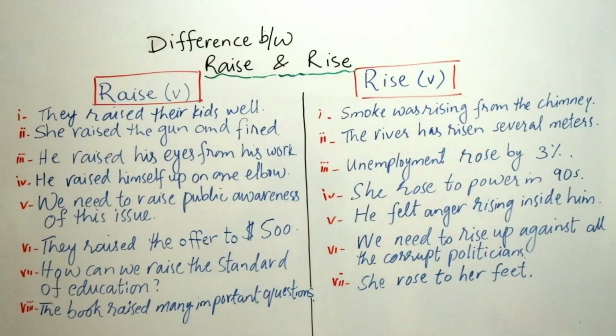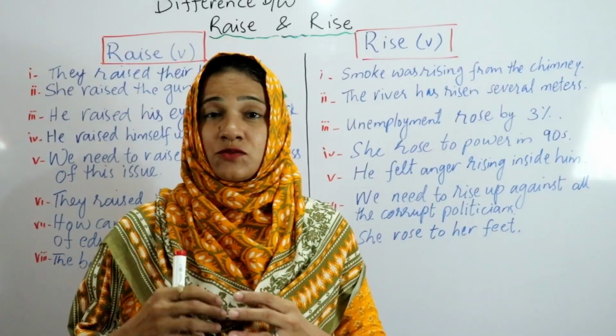Number 4, she rose to power in the 90s. वो 90s की दहाई में पावर में आई. Number 5, he felt anger rising inside him. उसे महसूस हुआ कि उसे गुस्सा आ रहा है. Number 6, we need to rise up against all the corrupt politicians. हमें तमाम corrupt politicians के खिलाफ उठ खड़े होना चाहिए. Number 7, she rose to her feet. वो अपने पाँव पे खड़ी हो गई.